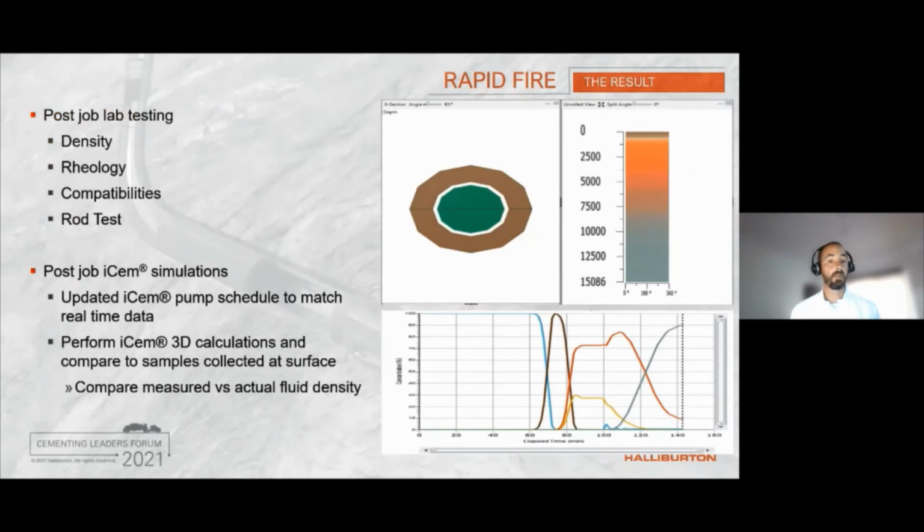The second phase was to take all the samples we collected and bring them back into our laboratory. We wanted to run 4 different lab tests on those representative samples, really trying to understand the fluid properties as we were pumping into the wellbore, as well as the fluid properties of what was coming out of the wellbore. Ultimately, we wanted to take the results, the rheology and compatibility testing specifically, plug that into iCem, and then run our 3D calculation. Overall, we wanted to compare what iCem 3D modeling tells us versus the actual physical measured values that we collected from those samples, mainly density.